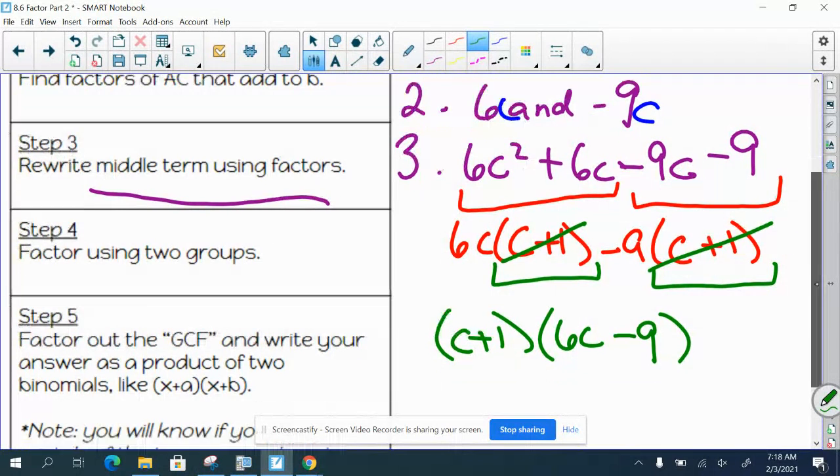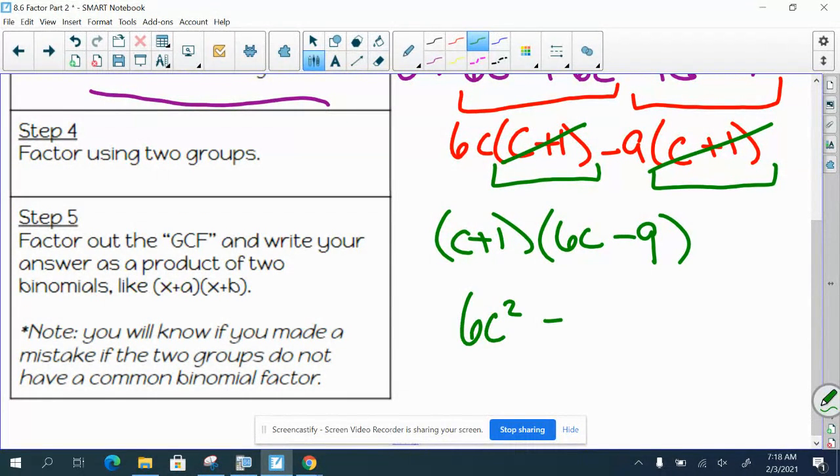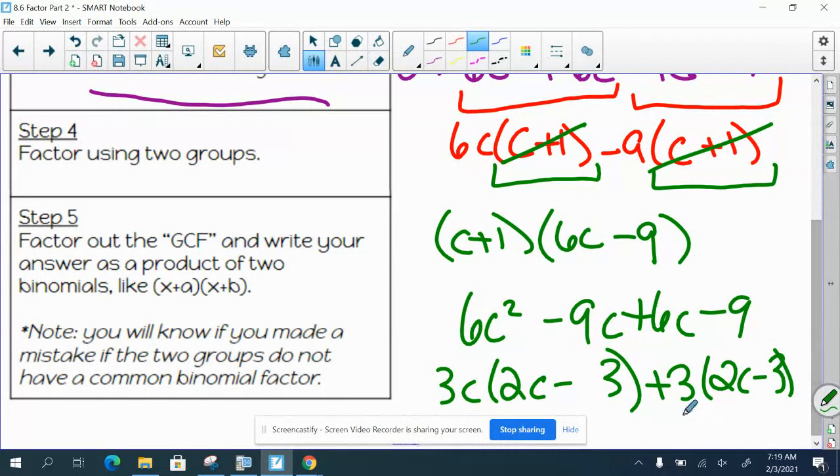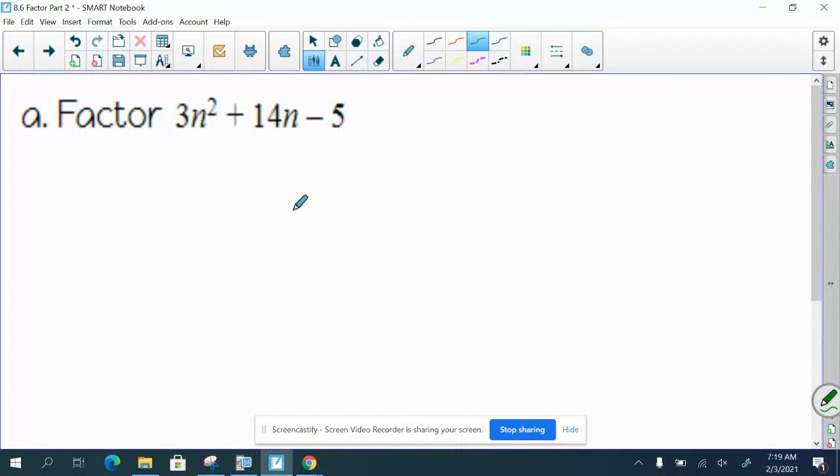So if you did 6c squared minus 9c plus 6c minus 9, then here you would pull out a 3c, and you're left with 2c minus 3. Here you'd pull out a 3 again, and you're left with 2c minus 3. And then it factors into 2c minus 3 times 3c plus 2, and that looks like it does in number 1. So both of these answers are actually correct. I will make sure that I avoid situations like that where it could be more than one answer. But anyways, let's do a couple more practice questions to get you more confident.